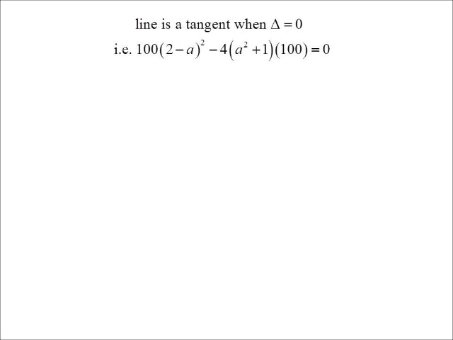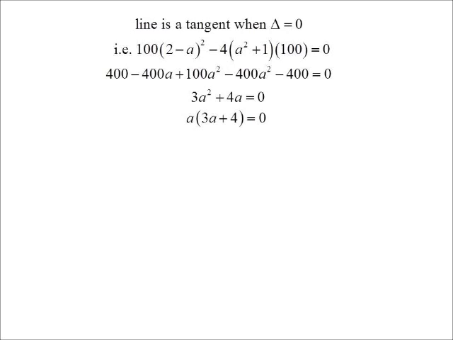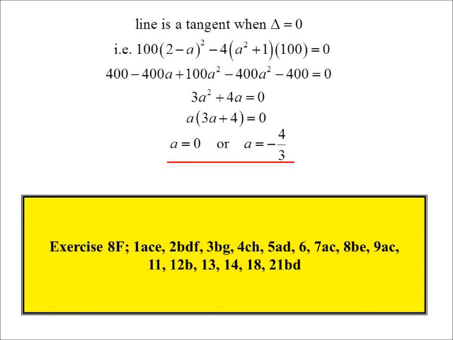b squared minus 4ac. We can divide everything by 100 there to make life a bit easier. That's better. 3a squared plus 4a is equal to 0. And so we've got two possibilities. a equals 0 or a equals minus 4 on 3. And that makes sense, I suppose, because if you've got some external point, you're going to end up with two tangents going to the circle. Okay. So that's A10, playing around with the discriminants.